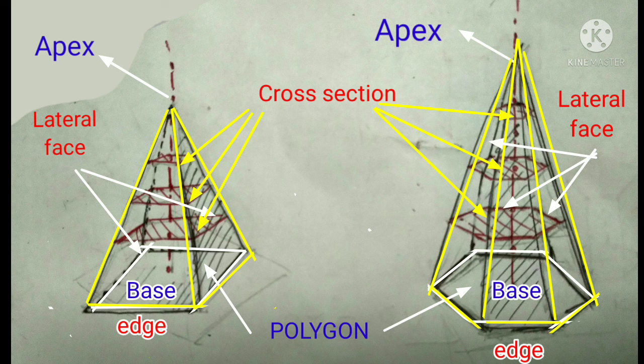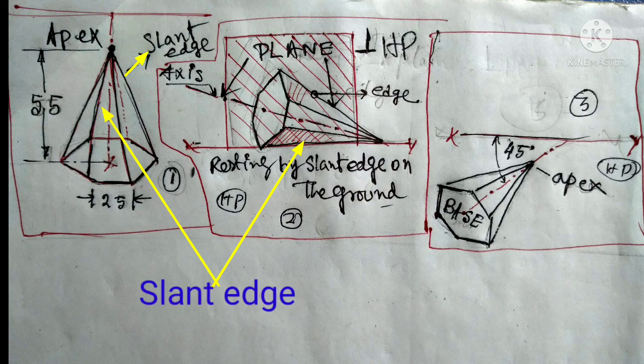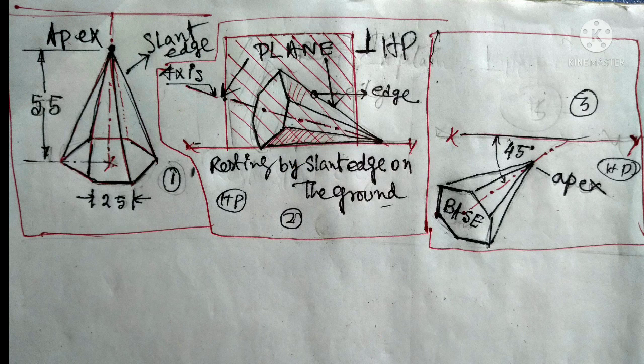Now we will start our problem. We see here a hexagonal pyramid whose base is 25 mm and from apex to center its height is 55 mm. And this is called the slant edge. It is resting by the slant edge on the ground. Okay, figure number 2, and a plane containing that edge and the axis is perpendicular to HP. And in this condition, the pyramid makes an angle of 45 degree with the vertical plane.